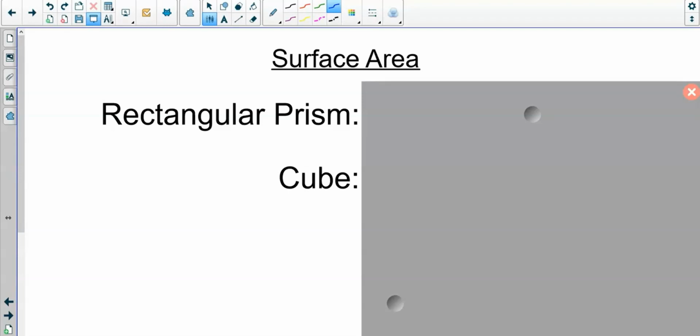So one way to think about surface area, and when you first learn surface area, is that if you found the area of each surface and added it all together, that was the total surface area.